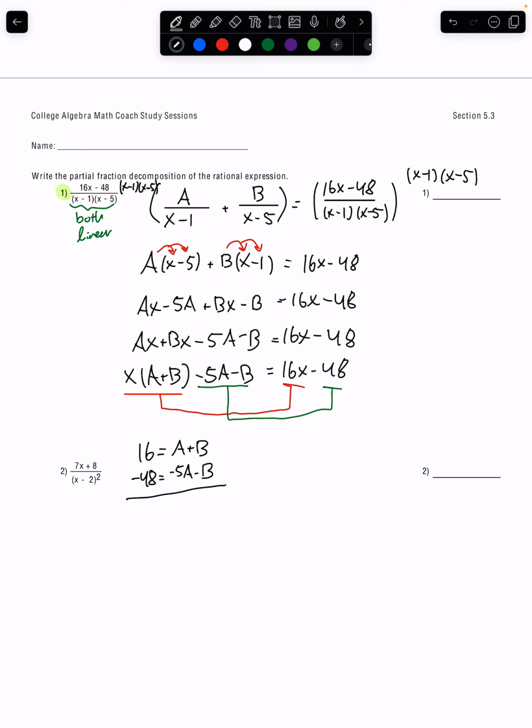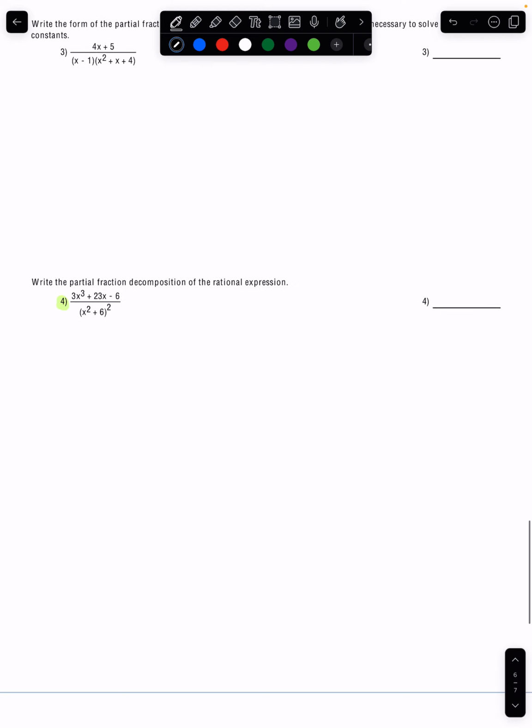Now to solve, we can just add them and the b's will cancel out. We're left with -32 equals -4a. Divide, and we get a is 8. We can plug in to that 16 equals a plus b, and it'll be 16 equals 8 plus b. Solve this, and we find b is also 8.